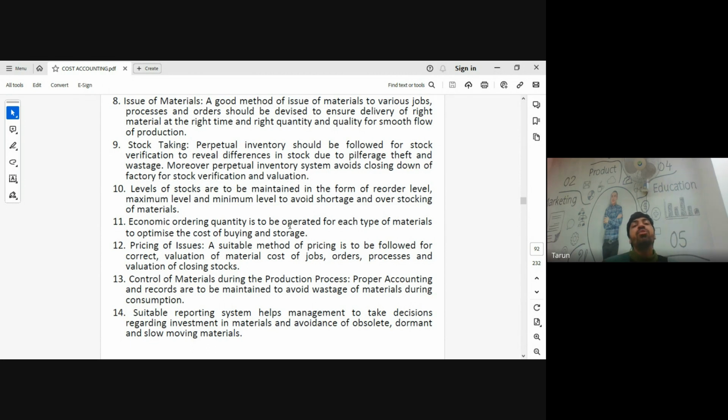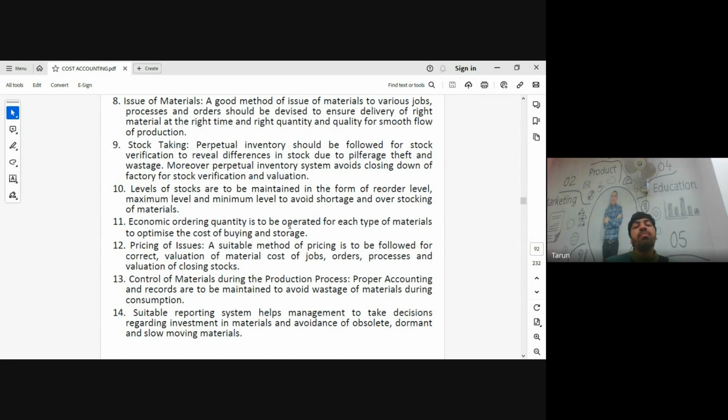Next one is control of materials during the production process. When we talk about the production process of the raw material, it's very important to control to what limit you will process the materials for production. Next one is proper accounting, and the records are to be maintained to avoid any wastage of such materials during any consumption process.